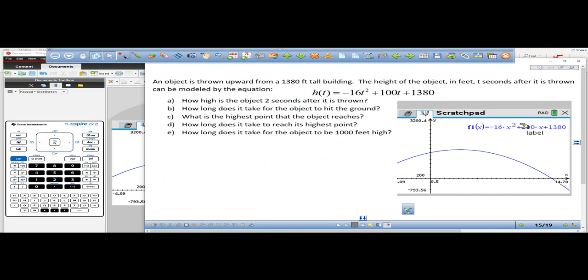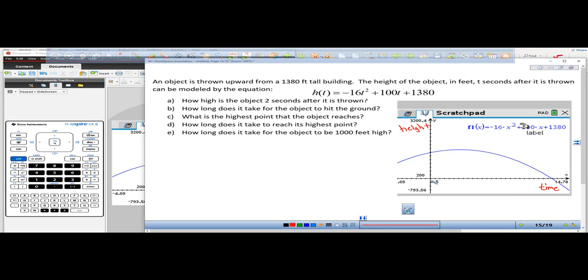When we graph this, you have to think about what's going on in the problem. First, make sure you understand what's going on. What do the x-axis and the y-axis represent? The x-axis in this situation represents time, and the y-axis represents the height. The y-axis represents the height.